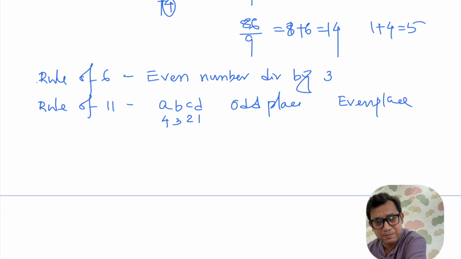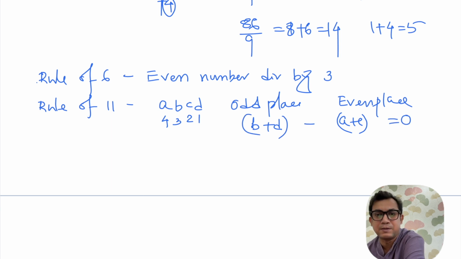So you have one odd place, we have B and D, so we add, and even place I have A and C, add. If the difference is 0 or divisible by 11, like 11, 22, 33, then this is the rule.